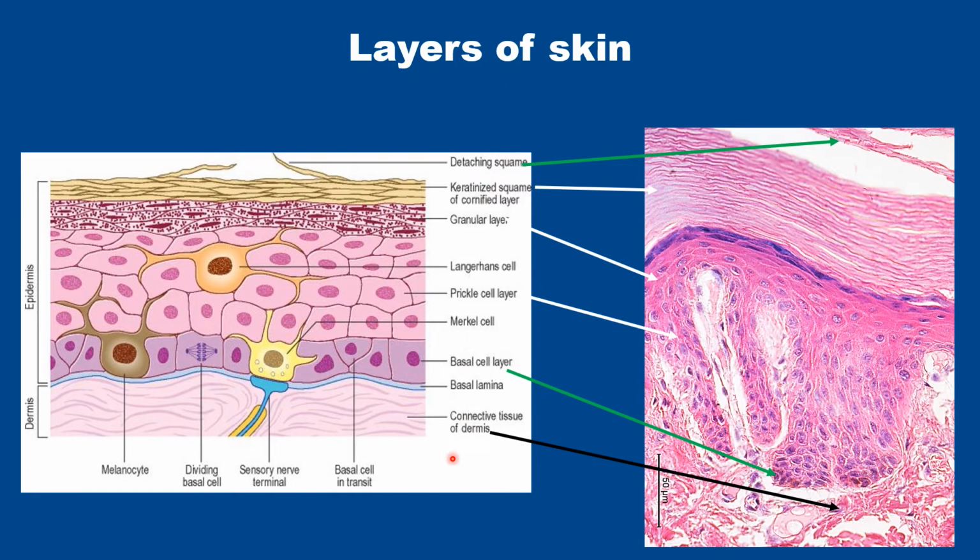I have taken a book picture and a picture from the slide available in our department. On the right side, if you can see, the first layer is the detaching squamous epithelium. See here also in the real slide you can see a detaching squamous epithelium. The next layer, from where the detachment of the keratinized squama is occurring, is the stratum corneum or keratinized squama of the cornified layer.